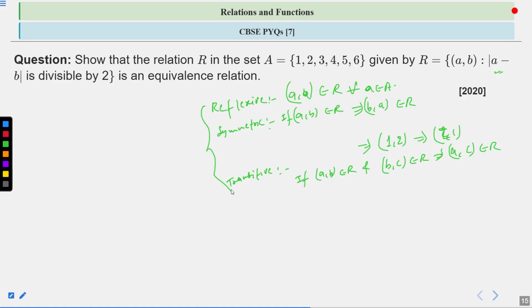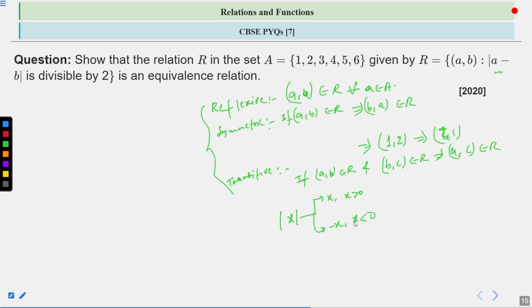Now the relation is defined as (a, b) such that the absolute value of a minus b is divisible by 2. What is absolute value of something? Absolute value of x is basically x when x is greater than 0, and it is negative x when x is less than 0. Clear? Absolute value must always be positive, right?